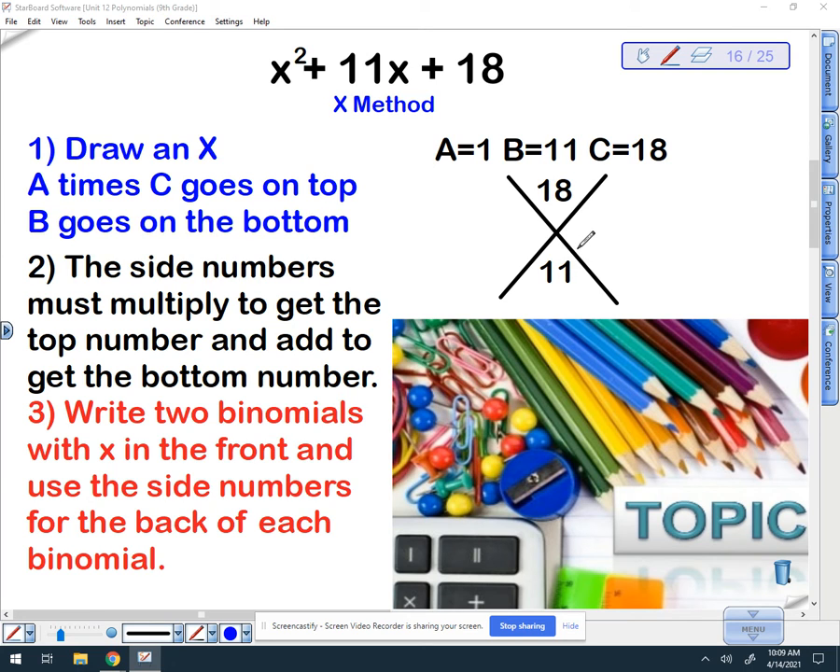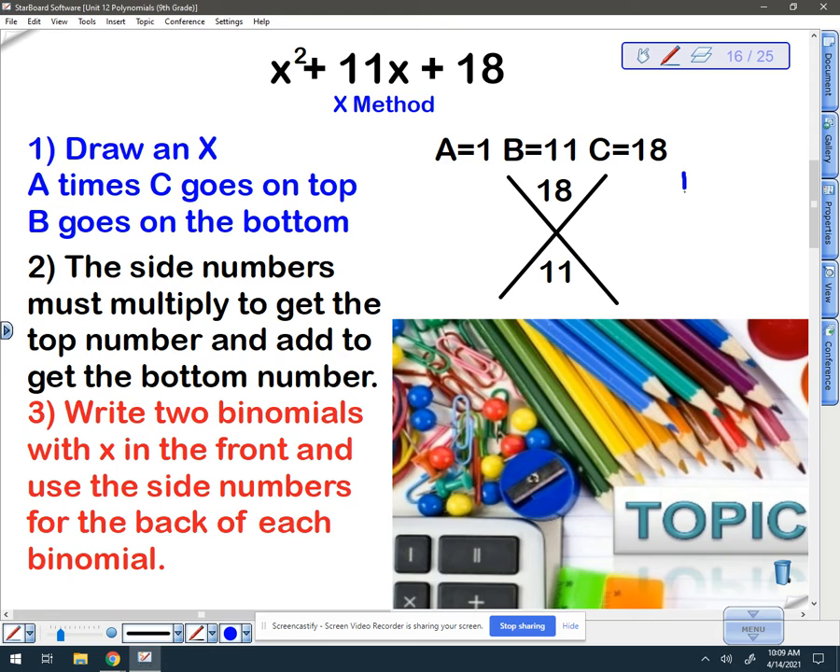Sometimes you can come up with that pretty quick. Other times what you would do is write the factors of the top number. So you can say, okay, 1 times 18 gives me 18, but 1 plus 18 is not 11. Nope. So what else is there? Well, 2 times 9 is 18. 2 plus 9 is 11. Yep. So then that's our two numbers, 2 and 9.